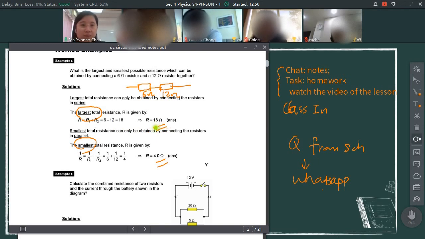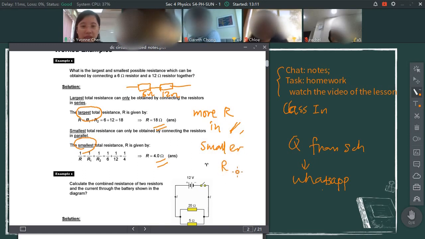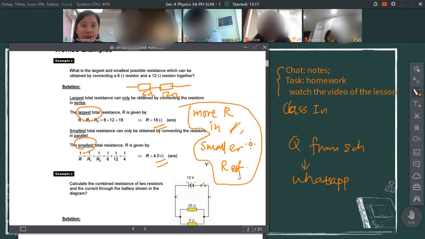The concept is that the more resistors you connect in parallel, the smaller the effective resistance. Please take note of that. The more resistors you connect in parallel, the smaller the effective resistance. Okay, so far?